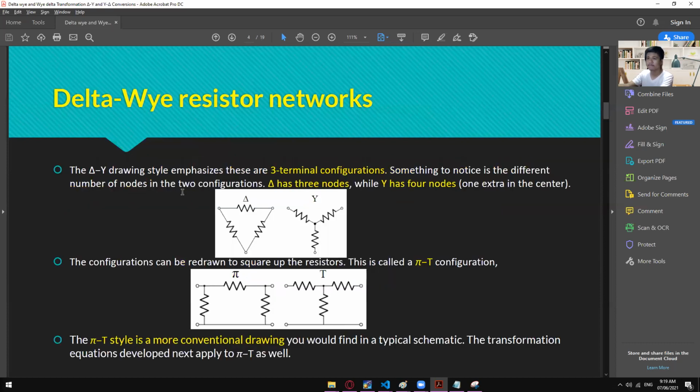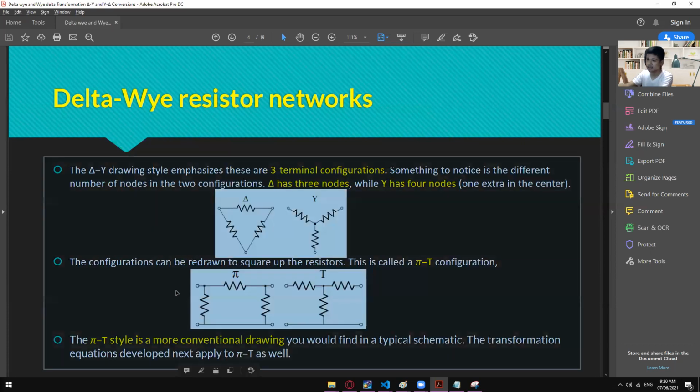The delta to y drawing style emphasizes that these are three terminal configurations, like this one and the same with this one. Those two are three terminal configurations. Something to notice is the different numbers of nodes: again, we have three nodes here and four nodes on the y connection. The configurations can be redrawn to square up the resistors. This is now called the pi t configuration.